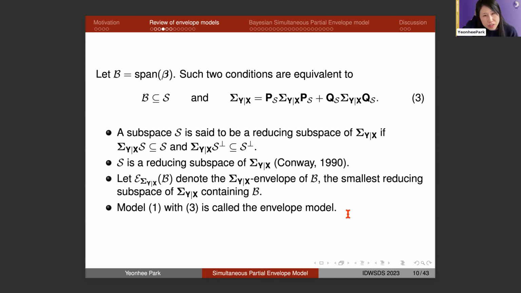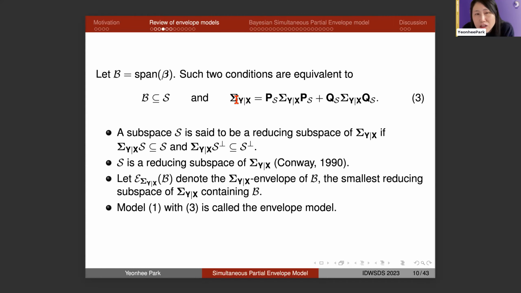The first condition says that the distribution of immaterial part QY does not depend on the predictors X. And the second condition says that given predictors, material part PY and immaterial part QY are not correlated. The two conditions can be rewritten as the parameters beta and sigma Y given X. Here, let big B be the spanned space by the regression coefficient beta. Then the first condition will be the spanned space by beta belongs to the subspace S.